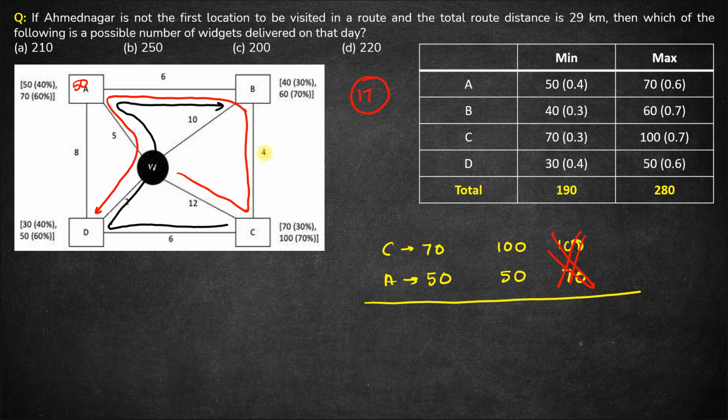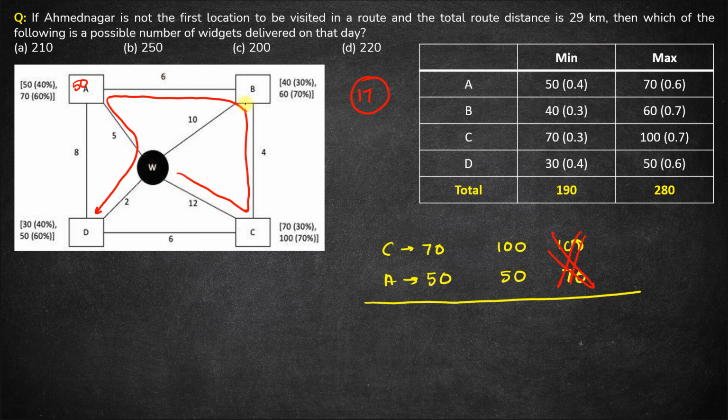See, 12 plus 4, 16. 16 plus 6 is 22. 22 plus 5 is 27. Plus 2 is 29. Right? Or you go from C to D via W to A and then B. Total distance is 12 plus 6, 18. 18 plus 2 is 20. Okay, so here we're not getting 29 kilometers. 12 plus 6 is 18, plus 2 is 20, plus 5, 25, plus 6 is 31. So this is not the best route.